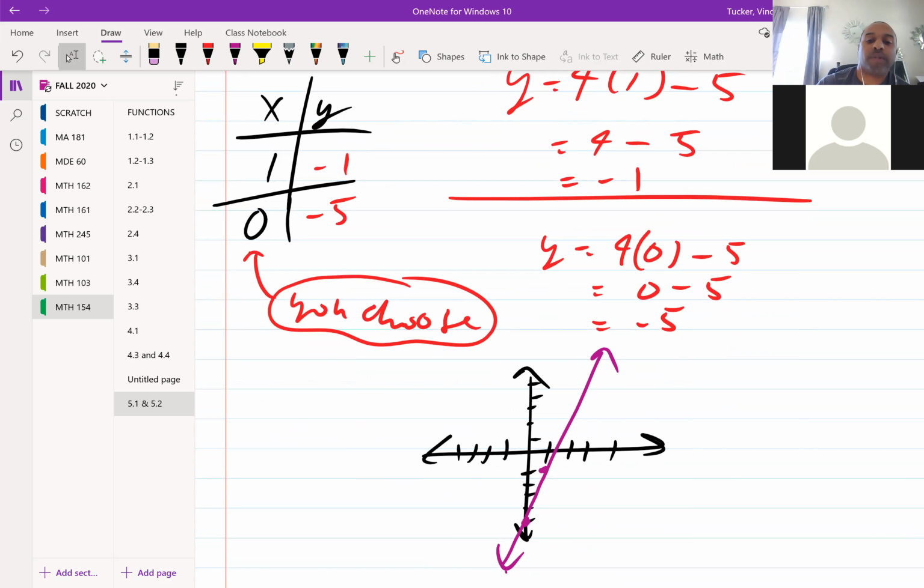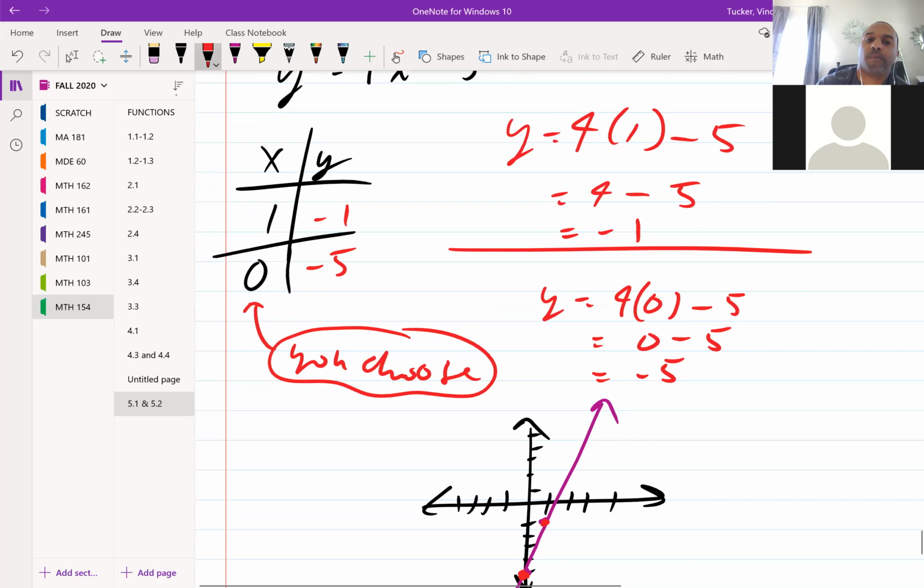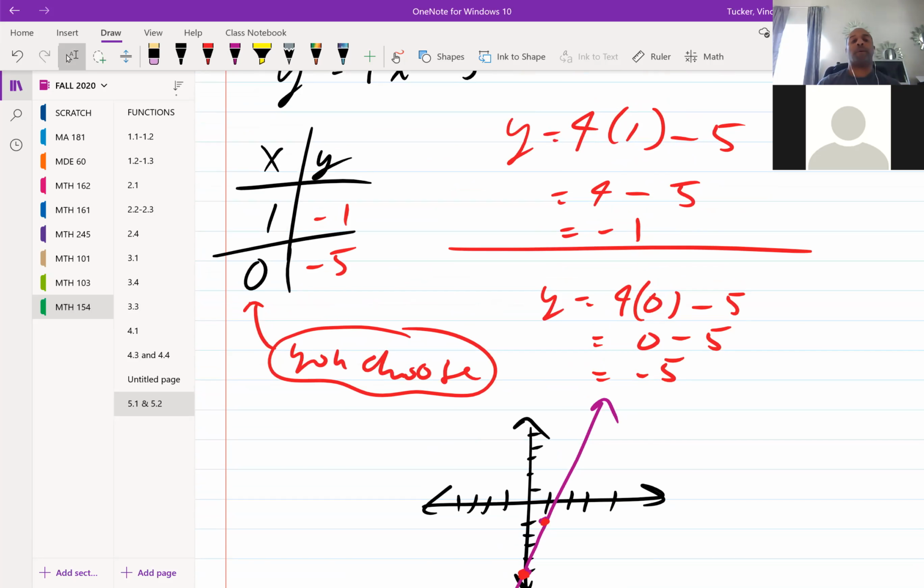Then you can grab those 2 points. 0, -5 is down here. And then go to the right one, down 1. That's 1, -1, excuse me. And connect your points. That'll be your line. All right, questions? Questions, concerns, comments on 5.1 through 5.2.